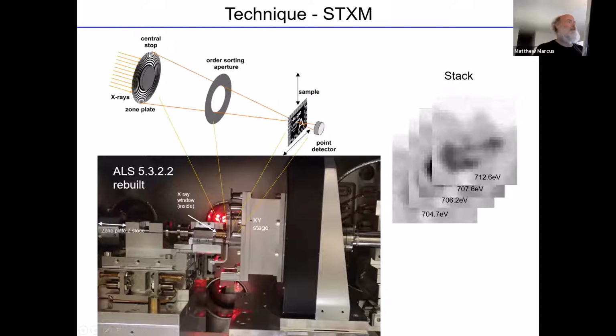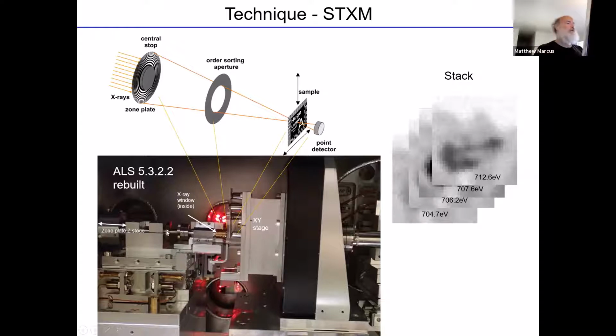Now the zone plate doesn't focus all the X-rays. A lot of them just go straight through or are diffracted into other orders. To get rid of all of that stray light, you have a pinhole called the order sorting aperture, or OSA. This here is the insides of the beamline, ALS beamline 5.3.2.2, which had been rebuilt a couple of years ago. So the zone plate sits on the end of this brassy looking thing. Inside of that is an X-ray window separating the UHV of the beamline, which is to the left, from the system vacuum or helium.